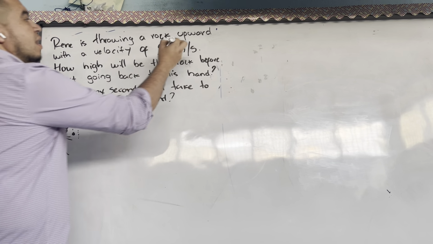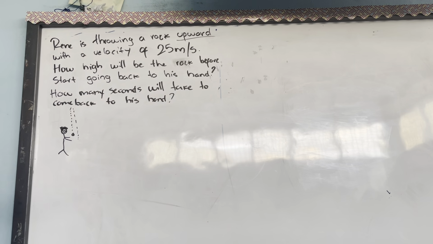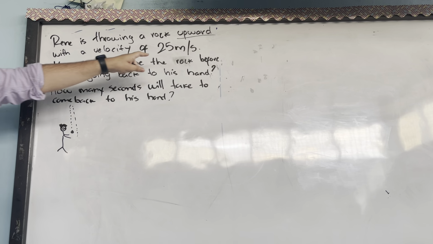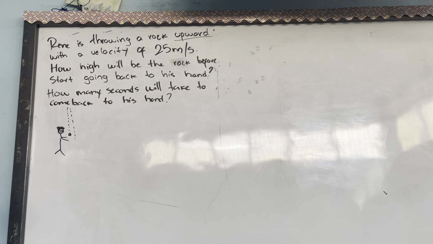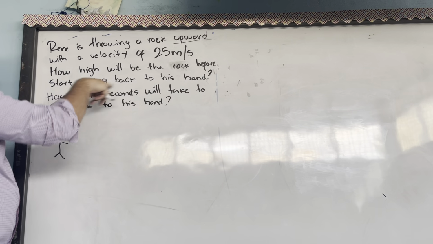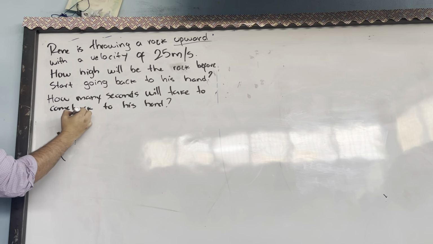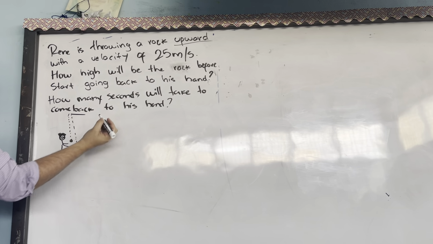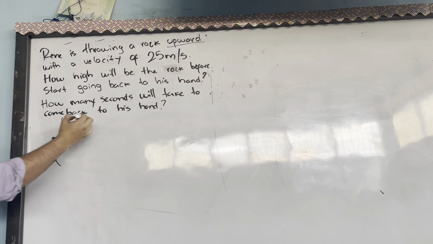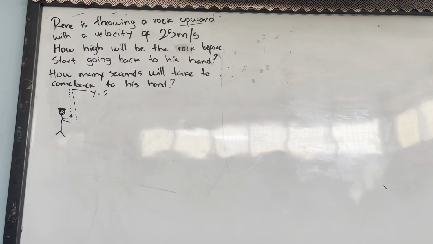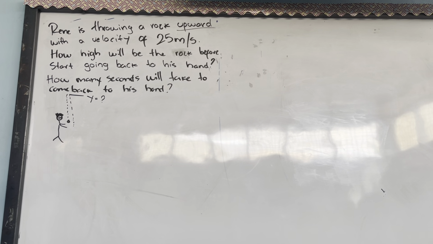When you read this word, that means that you're talking about something that is going up, right? With a velocity of 25 meters per second, right? So how high will be the rock before it starts going back to its end? So we're looking for this. This one is talking about what? Y, right? So we're looking for Y. And how many seconds will it take to come back to its end? That is the other question.